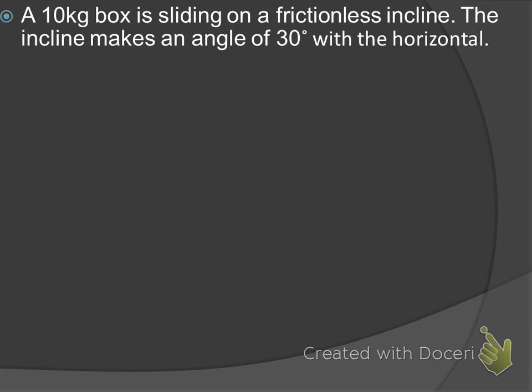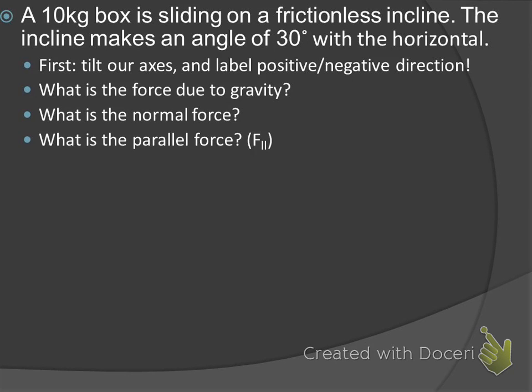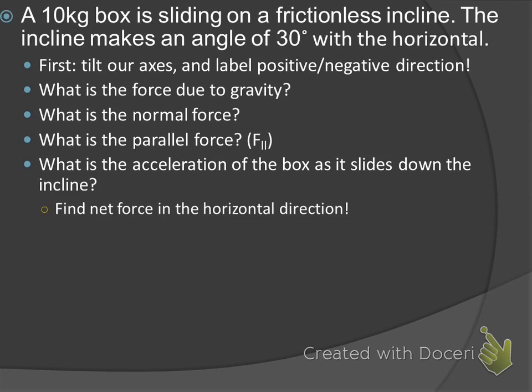On our diagram here, we've got a 10 kilogram box sliding on a frictionless incline. The incline makes 30 degrees with the horizontal. We're going to walk through all these steps. Our overall goal is to find the acceleration of our box. We want to find our horizontal acceleration.